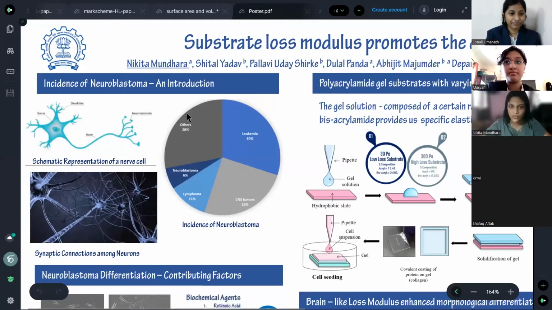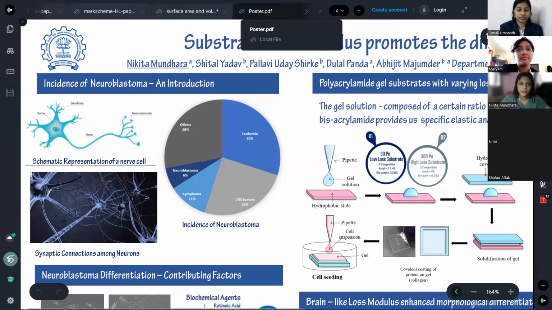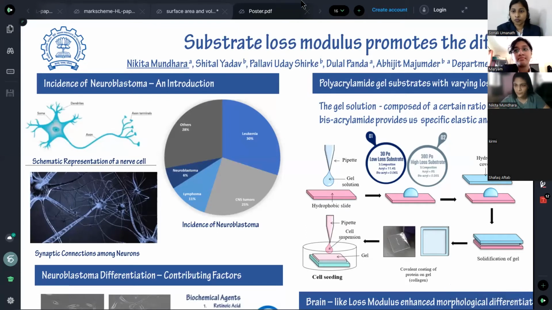So I'll be giving my talk on substrate loss modulus promotes the differentiation of neuroblastoma cells. This work was carried out in IIT Bombay as a part of my PhD program. So I'll be discussing this work. Before going into the nitty-gritties of science and the experiments involved, I'm going to give you a brief idea about what is neuroblastoma.